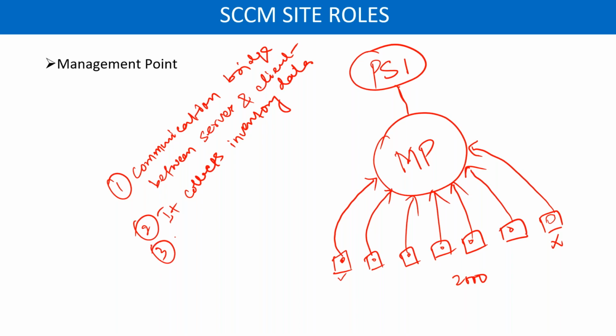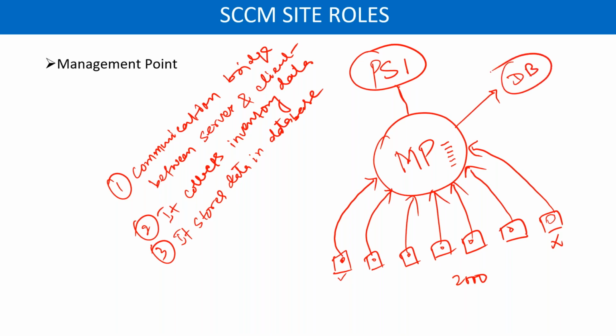Point number three: what will happen to the data? Suppose it is collecting all the data from all these 2000 computers. It will then store the inventory data in the database. Because it is collecting all the information, it has to store it somewhere, right? So it is going to store it in the database. That's the third role of management point.